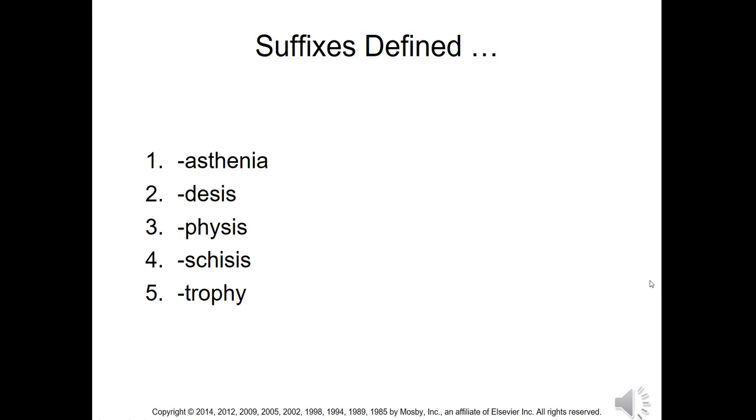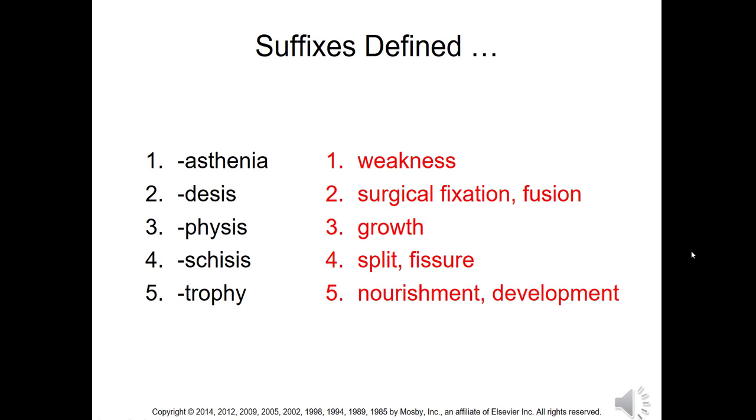All right, some of the suffixes that we have in this chapter include asthenia, which is weakness. Desis is surgical fixation or fusion. Physis is growth. Schisis is split or fissure. And trophy is nourishment or development. And I think you guys may have remembered the word atrophy, which is like no growth or development.